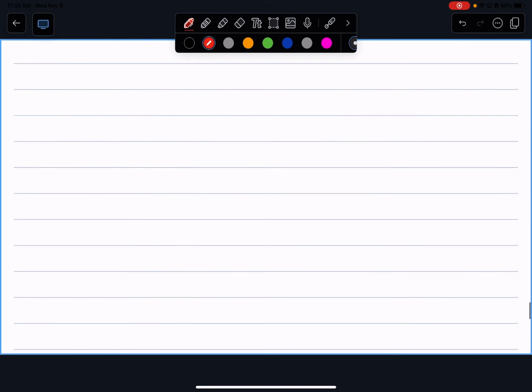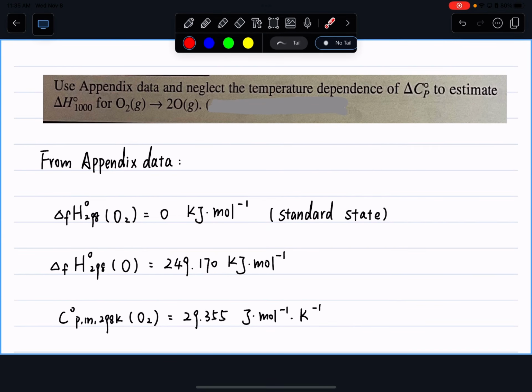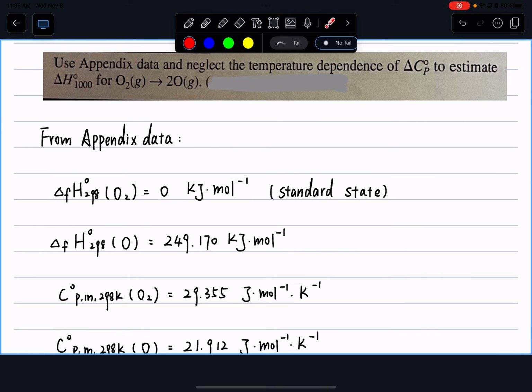So if we have an example question here, it says use the appendix data and neglect the temperature dependence of your Cp naught to estimate your delta H naught at 1000 degrees for your reaction going from oxygen gas to 2 atomic oxygen gas phase. So here are the appendix data that you can also get by reading your textbook. I'll also give you those data in case you need it. Or chances are for our next midterm, we will have a thermodynamic table at the beginning of the exam, so you can always refer back to that table. I just want to make sure we're using the same table, that's all.